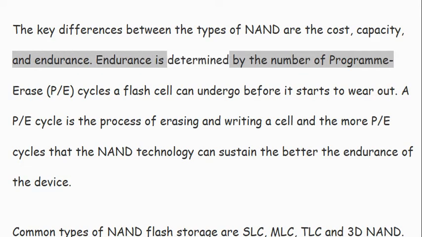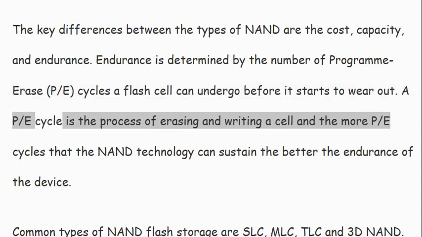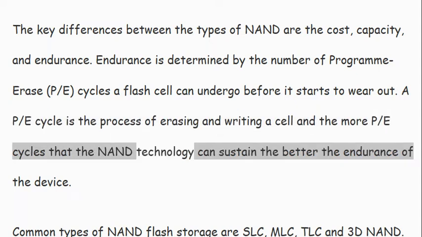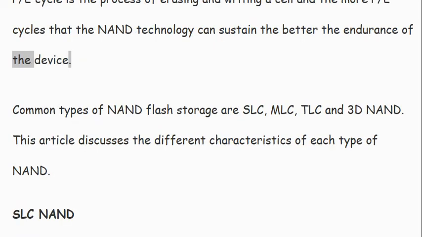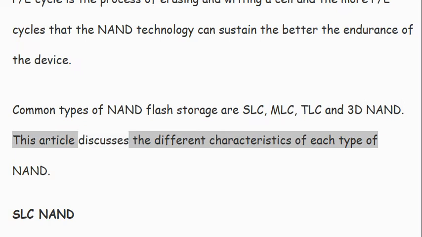Endurance is determined by the number of program erase, PE, cycles a flash cell can undergo before it starts to wear out. A PE cycle is the process of erasing and writing a cell, and the more PE cycles that the NAND technology can sustain, the better the endurance of the device. Common types of NAND flash storage are SLC, MLC, TLC and 3D NAND. This article discusses the different characteristics of each type of NAND.